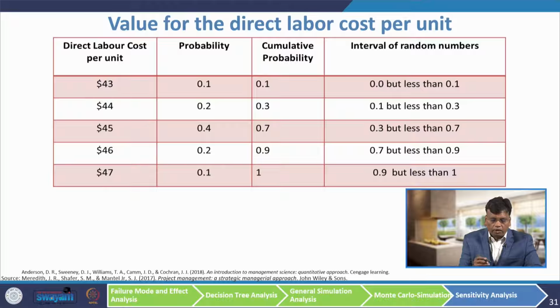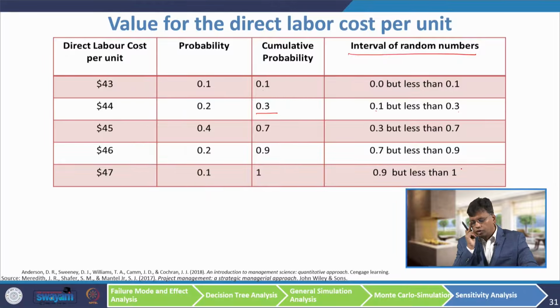That will cover, say, direct labor cost is given and the probability is given, then we find the cumulative probability. So, we are going to find the interval for random numbers. How is it done? So, 0 to 0.1, then 0.1 to 0.3, because this will be your right side limit, then 0.3 to 0.7, then 0.7 to 0.9, then 0.9 to 1. So, what we have to do? We have to construct an interval for random numbers.